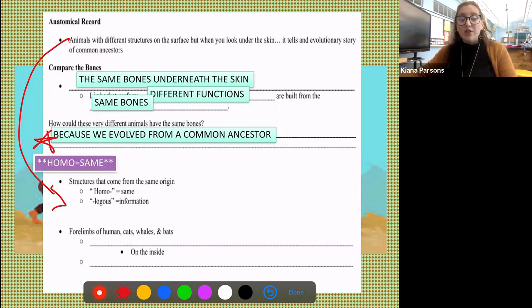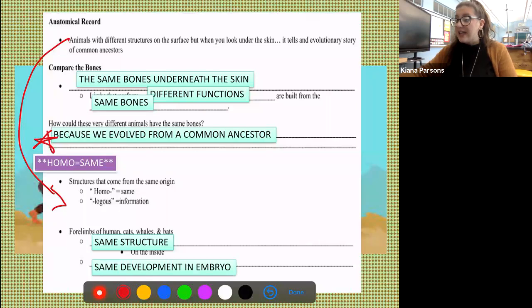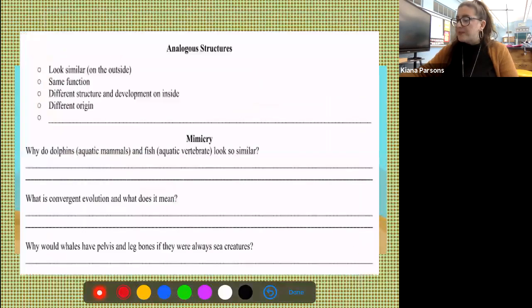So homologous structures, again, remember that homo means same. We've talked about this word several times. Homologous means it has the same information or structures from the same origin. The forelimbs of humans, cats, whales, and bats, so our hands, paws of cats, whale fins, and bats' wings, all have the same structure on the inside, and we also have the same development in the embryo. So we can call that comparative embryology, which you may remember from day 5 notes.